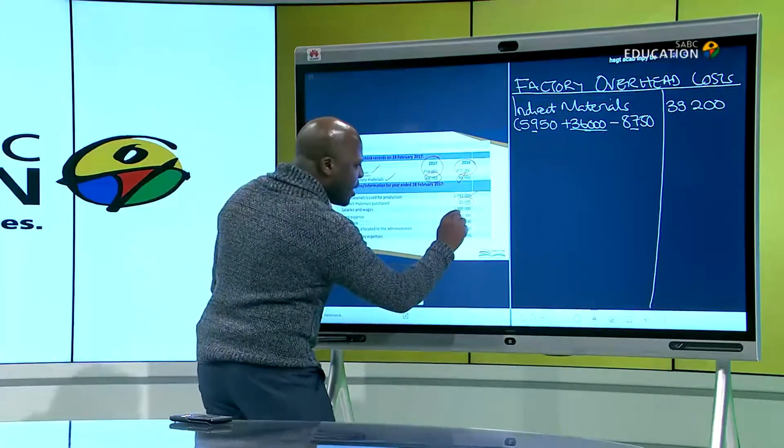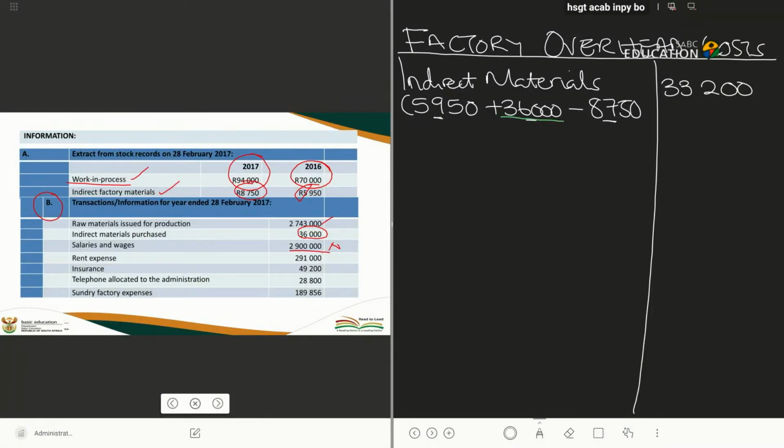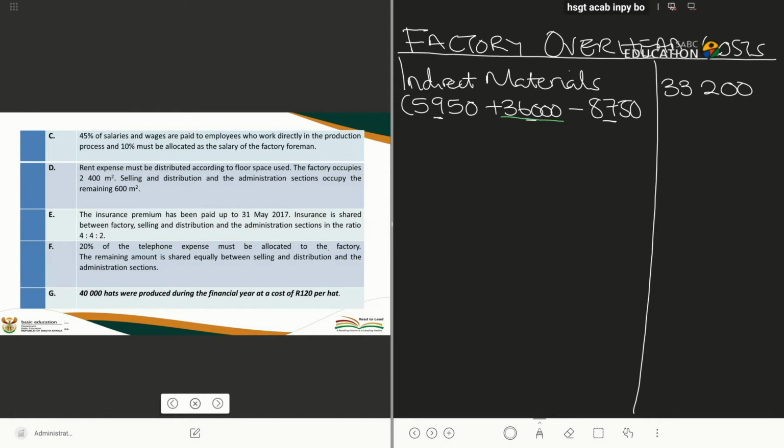Here they say salaries and wages. But this is not so clear because you have people who are working directly, and people who are working indirectly. Here they never specify to us, but probably they should have said something. Let's go and look at more information. Oh yes, they did say something. Information C. What did they say? They said 45% of salaries and wages are paid to employees who work directly. Here's the keyword, directly. Directly, it is the touch labor, the people who are working directly on the product. And then they say 10% must be allocated as the salary of the foreman. So that simply means, where do we go?